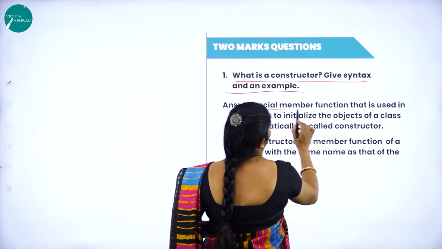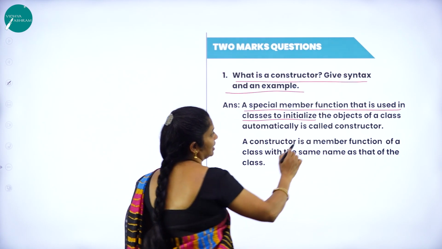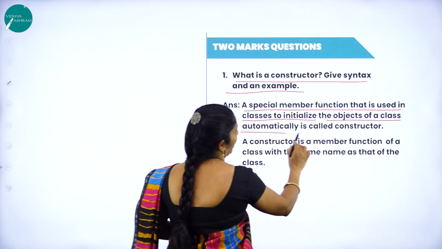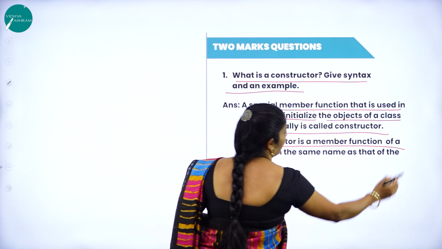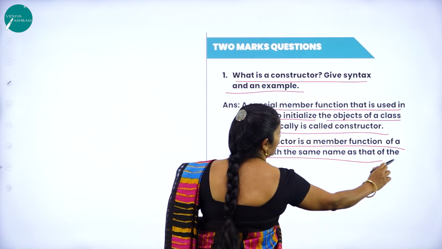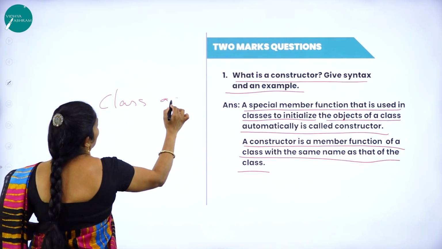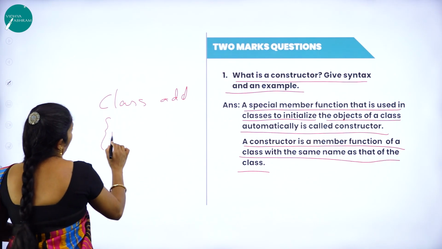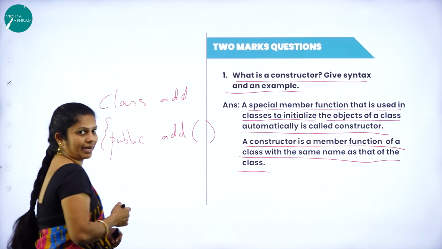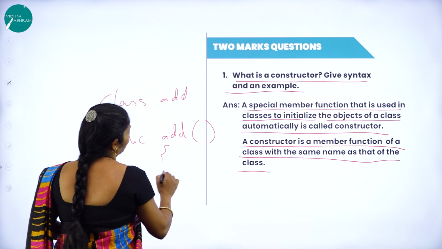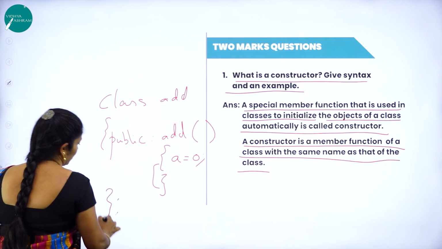It is a special member function used in classes to initialize the object of a class automatically, and it is called a constructor. A constructor is a special member function of a class with the same name as that of the class. For example, consider a class. The class name I am going to call add. In the public section, we are taking add only, and if I write an empty bracket, that is the default constructor. Here, for example, I will initialize a equals 0. Then we close the function, and later we close the class.